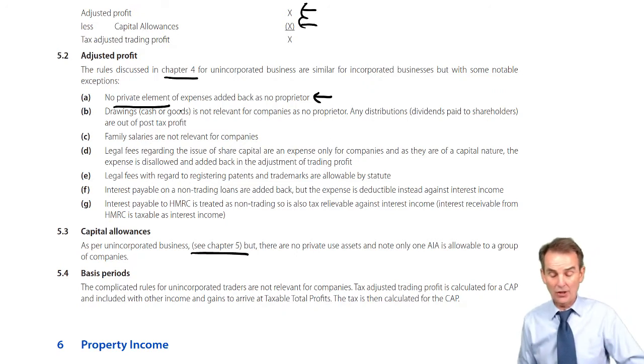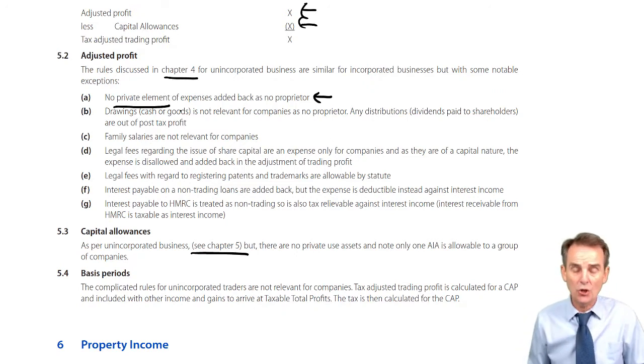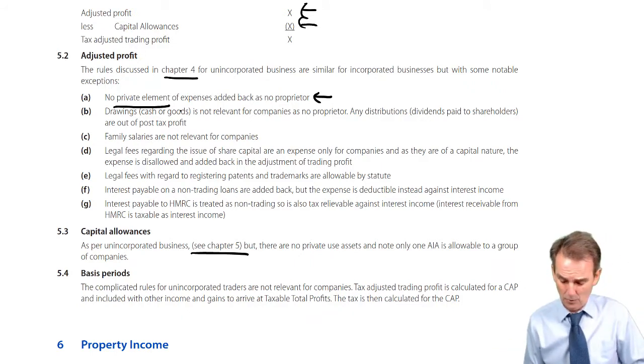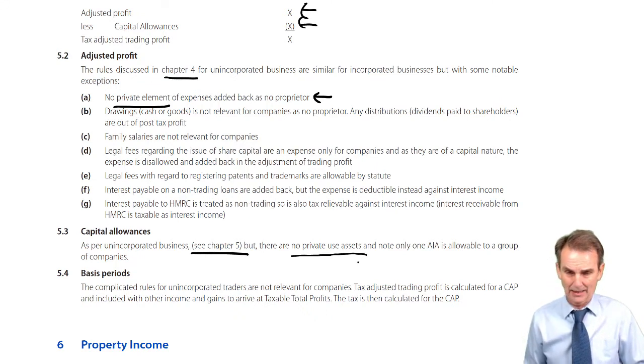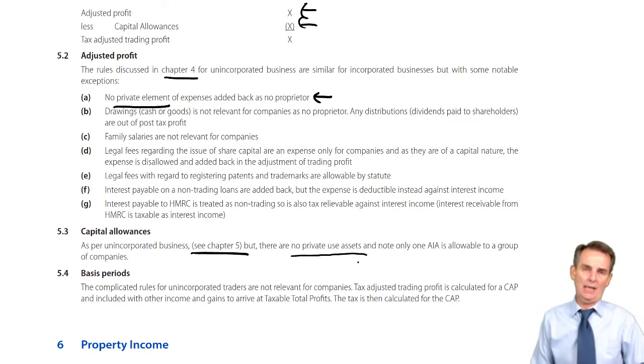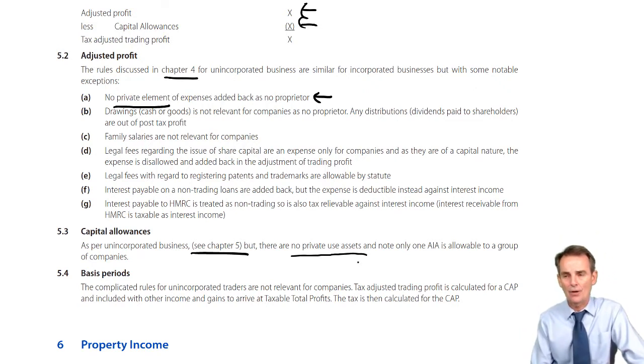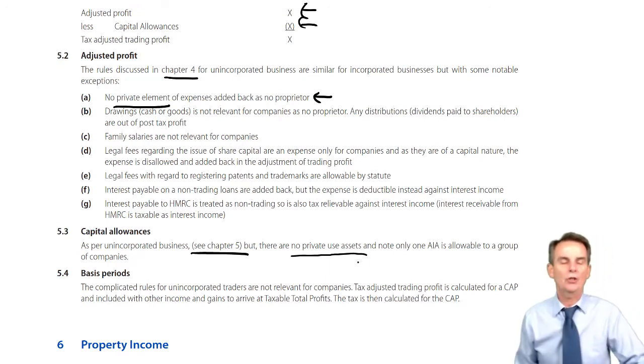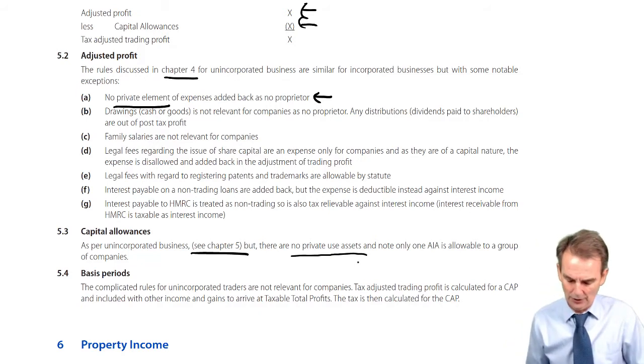Here, adjustment of profits, there is no adjustment. There's no private use adjustments. And that also holds true, if I digress for one moment, down here in terms of capital allowances. There are no private use assets. So you'll not have the non-pool column for a proprietor's private use asset. So private use, gone, doesn't exist so far as corporate tax is concerned.